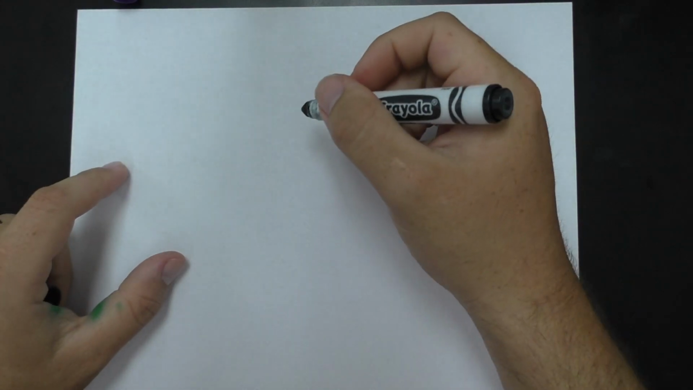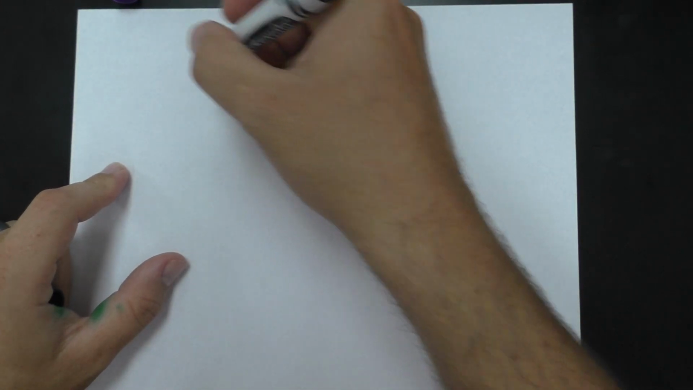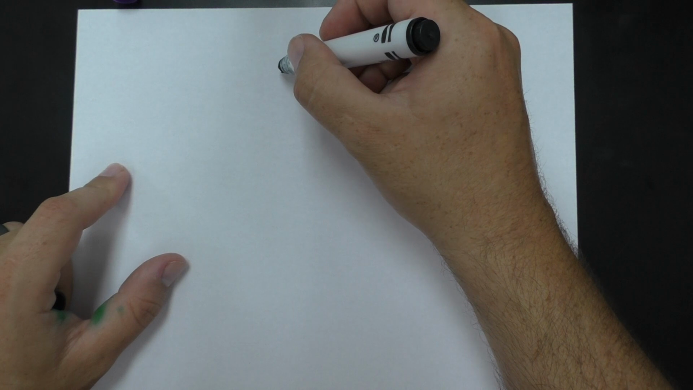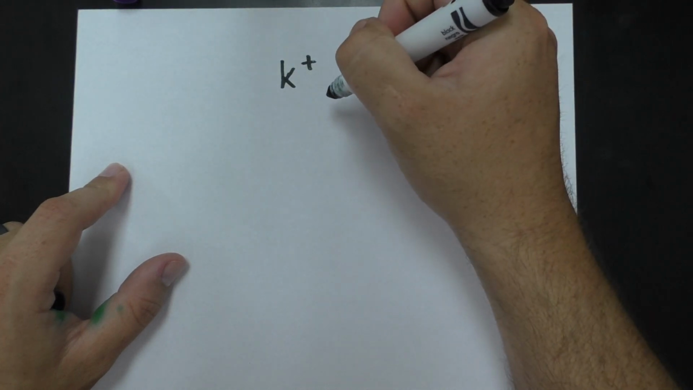Before we go into the next type of subatomic particle, I just want you to have a think about this meson. Now remember what a meson is from the previous video. This is called a kaon, okay? So kaons are a meson. A kaon is represented by K+.